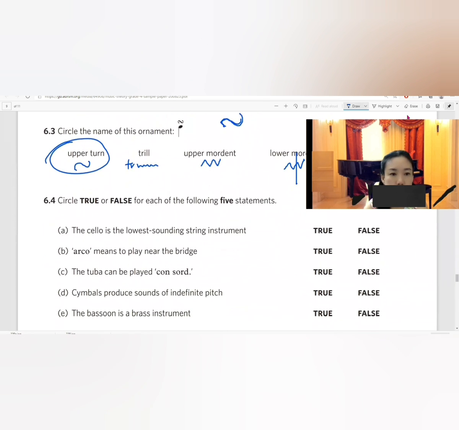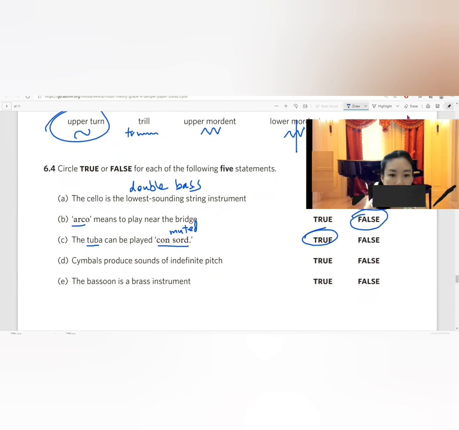For instruments, this one you also need to memorize from your theory workbook. You should be able to find the answer from your theory workbook. The cello is the lowest string instrument, is false. The lowest string instrument should be double bass. Arco means play near the bridge. This one is also false. Arco means play with the wood of the bow. The tuba can be played con sordino. Con sordino means with mute. Okay, muted. So this is true.